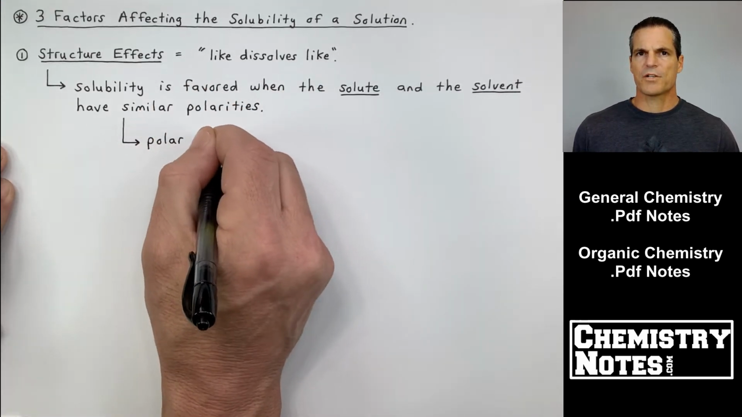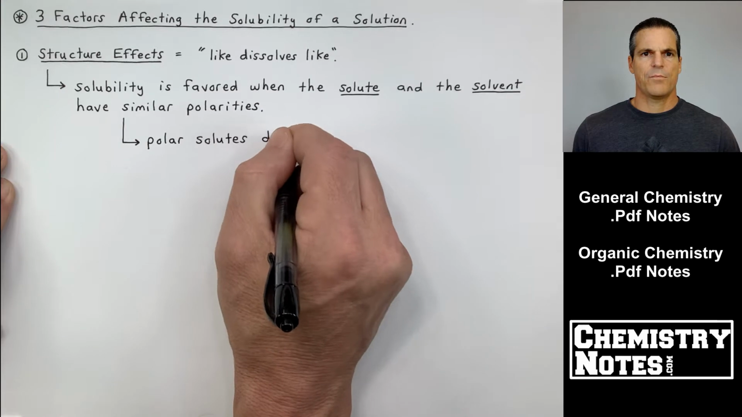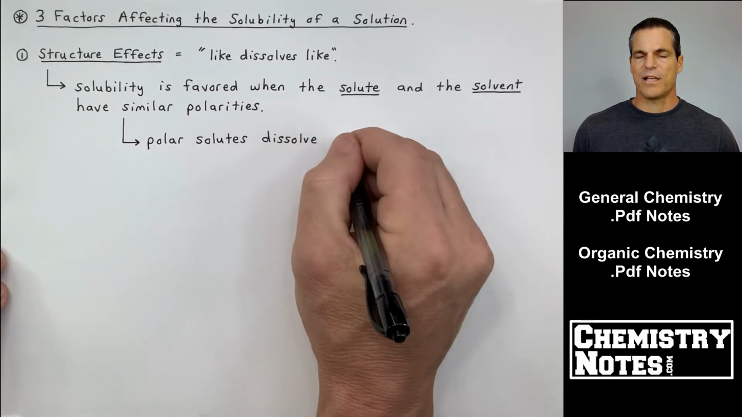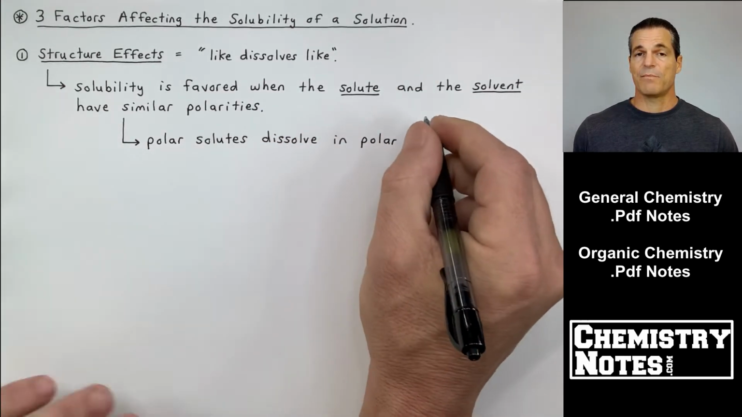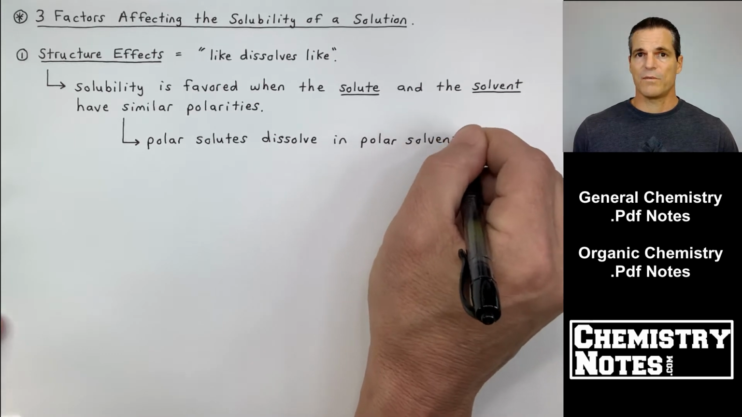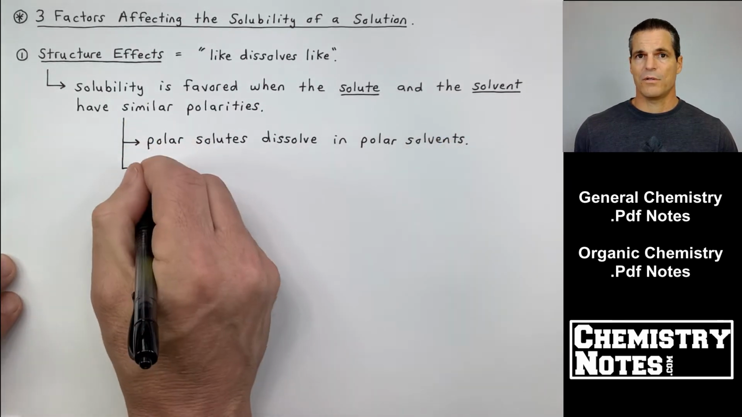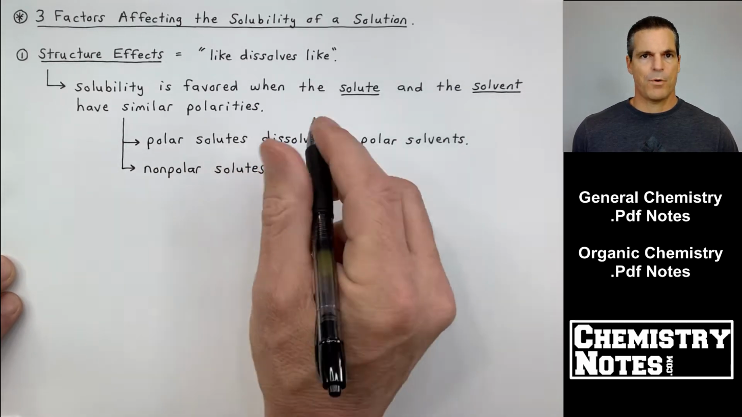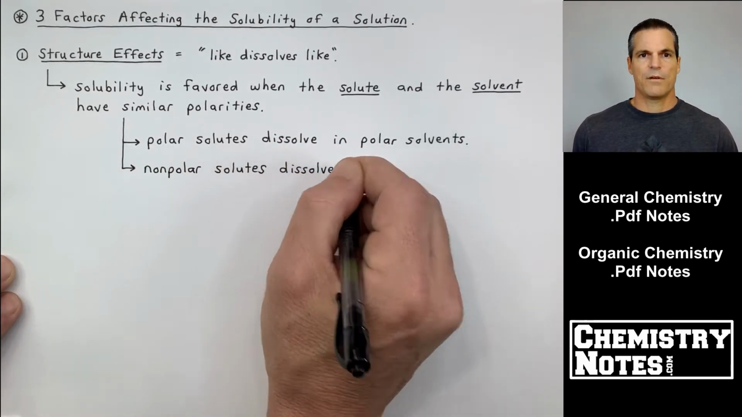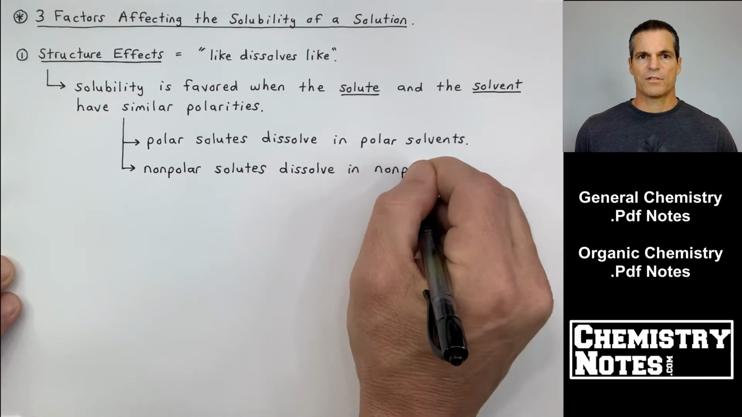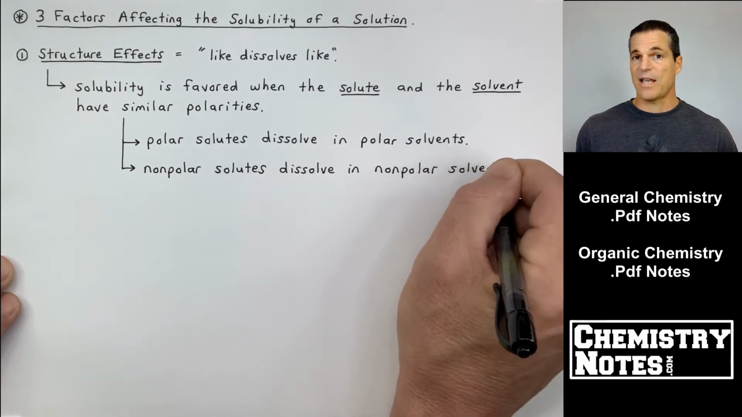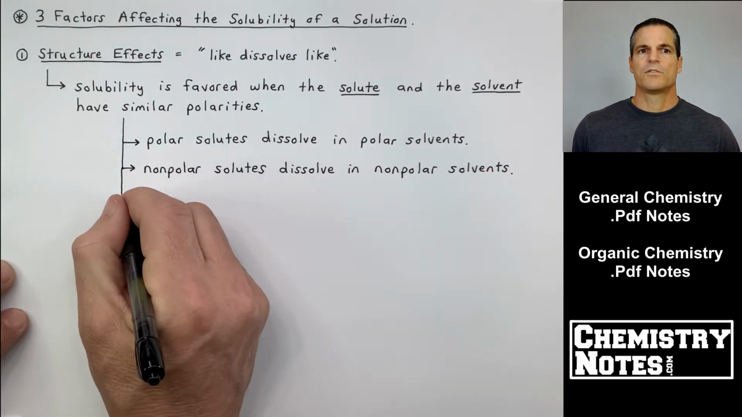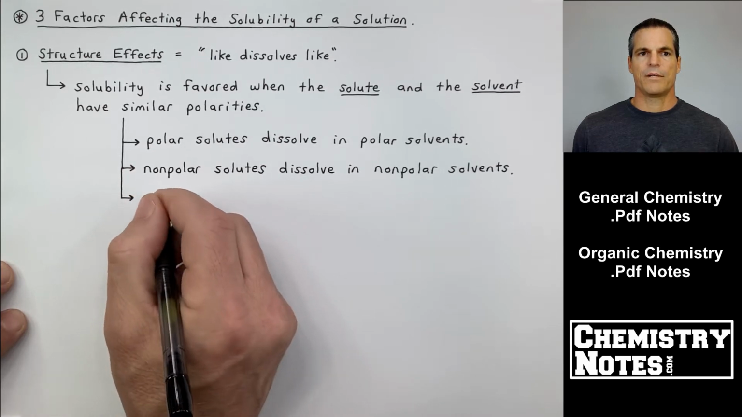Number 1, structure effects. We may have heard the term "like dissolves like," but essentially what that means is if something is polar, a polar solvent will dissolve it. If something is nonpolar, a nonpolar solvent will dissolve it. Famous polar solvents are water. The most common nonpolar solvent I can think of right now is hexane. So, structure effects.